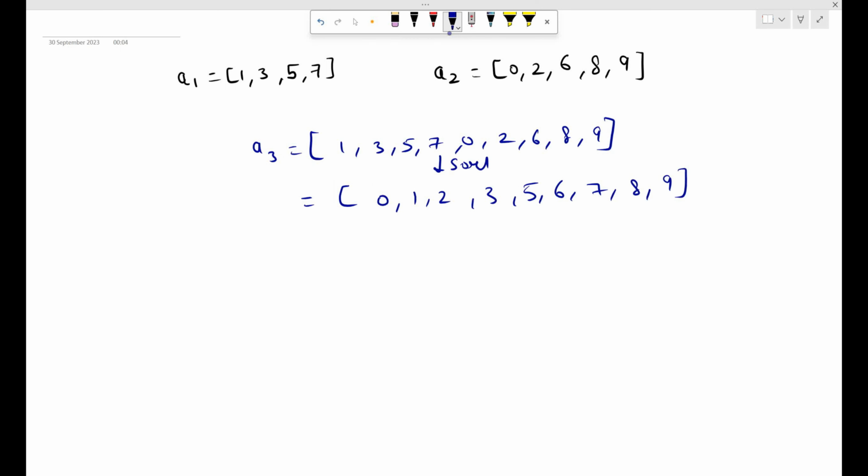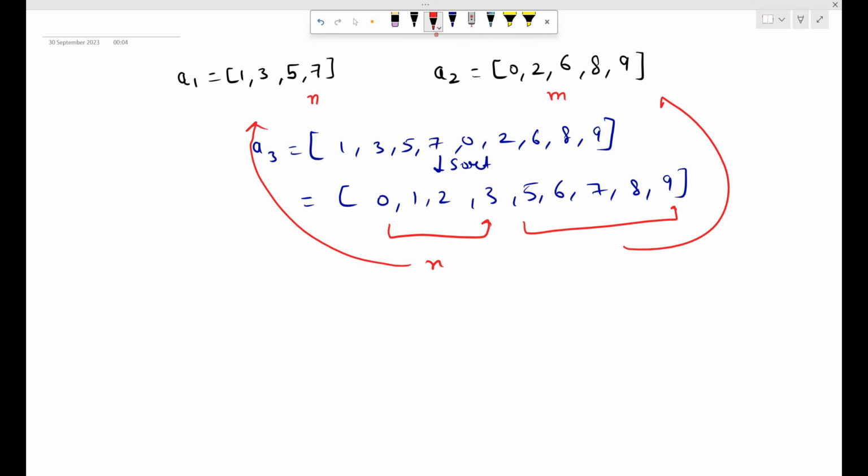Now assuming this array has length n and this one has length m, we put the first n elements into my A1 array, and then the remaining elements I put in my A2 array. And hence I get my answer. So this is the obvious solution, and now talking about the time and space complexity.